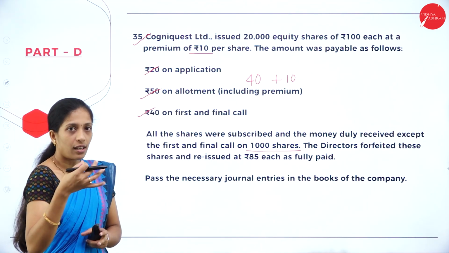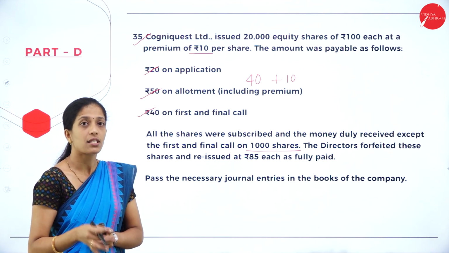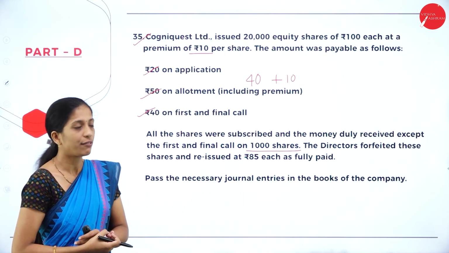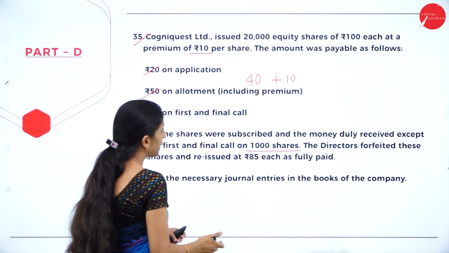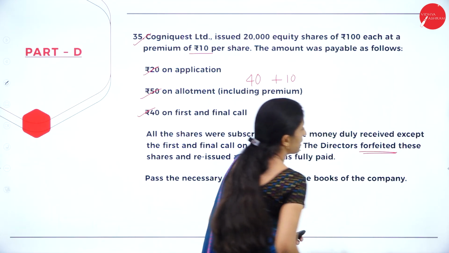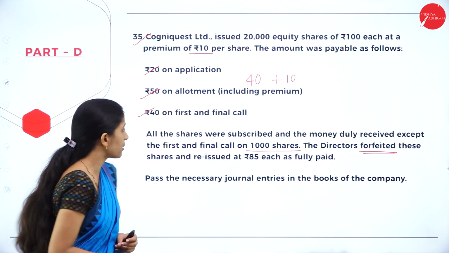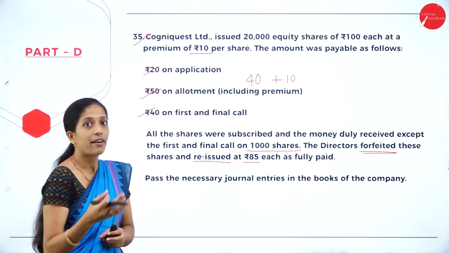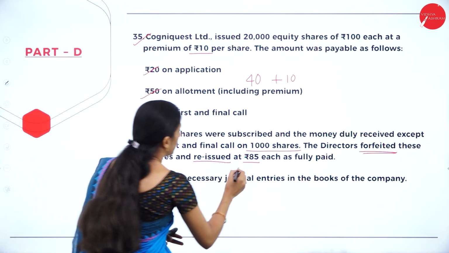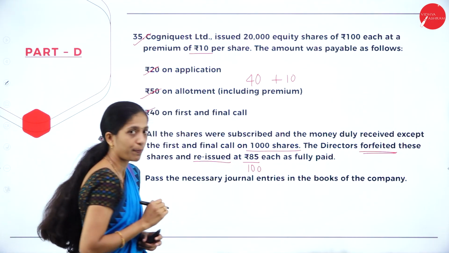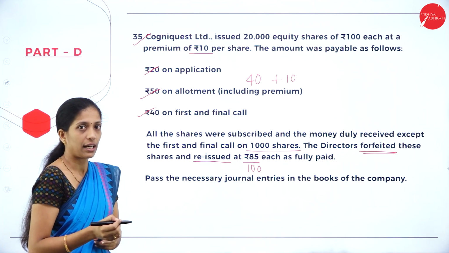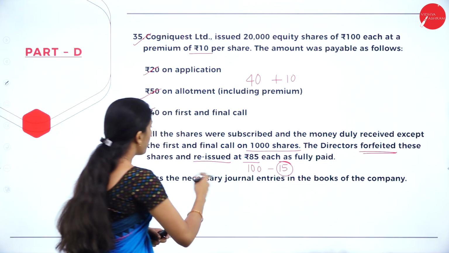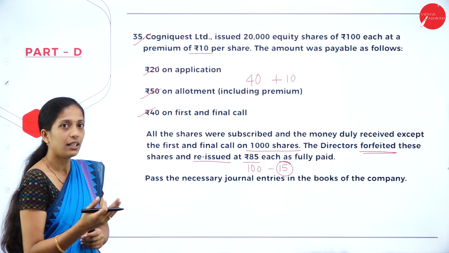So all the shareholders have subscribed to the shares, but 1,000 shareholders have failed to pay the first and final call. The director forfeited. Forfeited in the sense what? They have cancelled those 1,000 shares and again reissued them at rupees 85. So they have reissued at a discount. The whole value of the share was 100 rupees but they have reissued at 85, so 15 rupees is discount. Pass necessary journal entries in the books of the company.